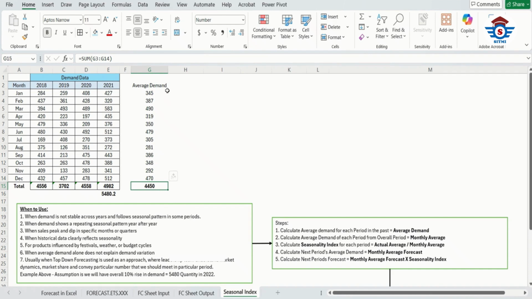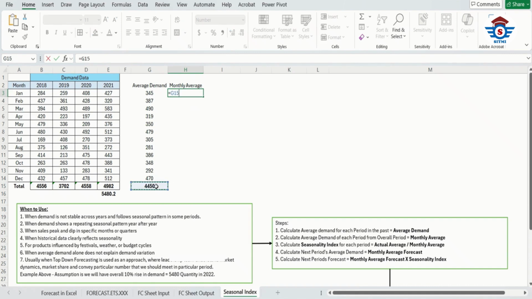Now the next step is to calculate the average demand of each period from the overall period. This is basically the monthly average. So I will take this total demand to calculate the monthly average. How do we calculate the monthly average? We know that we had 4,450 quantity of overall demand in the 12 months. So we will take this 4,450 quantity.